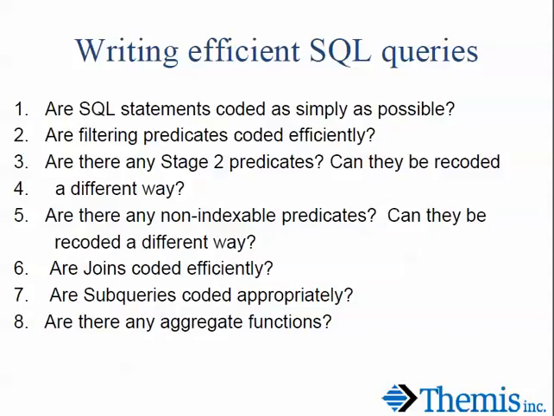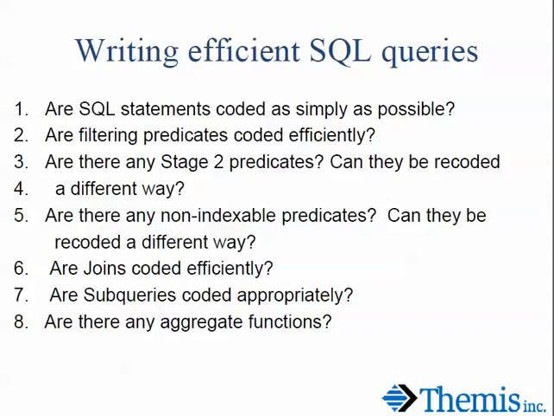If you do mathematics on a column, like salary times 1.1 is greater than 50,000, or date mathematics, like hire date minus 7 days greater than something, or the RTRIM of last name, any kind of function or mathematics on your columns in your predicates, the predicates become non-indexable and get knocked down to what's called stage 2.